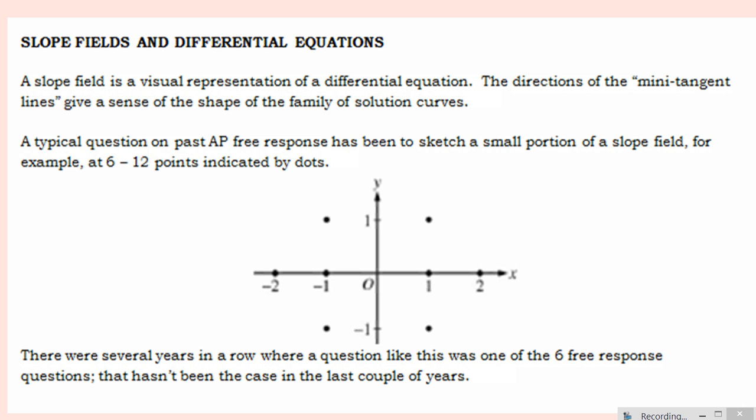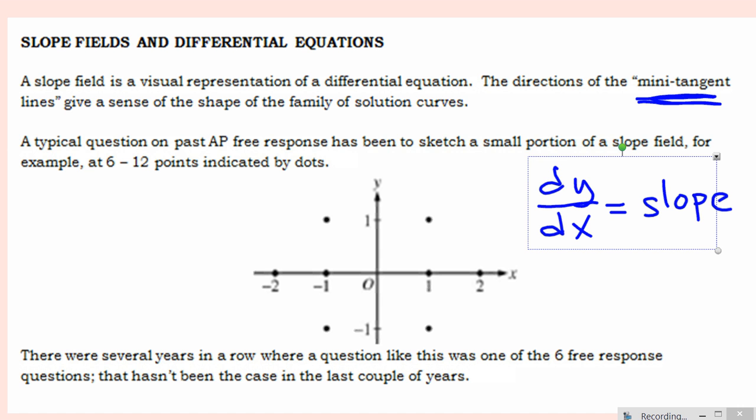Bear in mind that what determines the slope of these little mini tangent lines is the differential equation itself, because dy/dx is itself a slope. So if you have a point where the slope is equal to 2, that means that you're drawing a little itty bitty baby tangent line that has a slope of 2, because dy over dx is equal to 2 at that particular ordered pair.